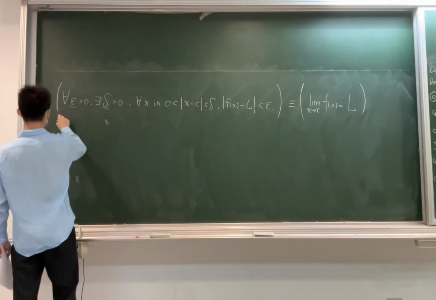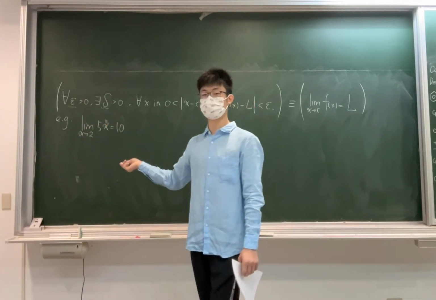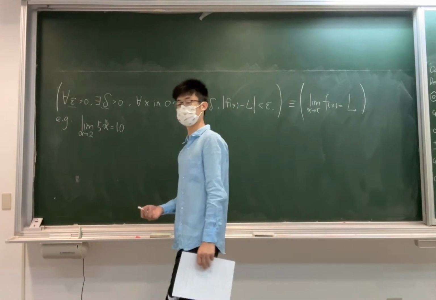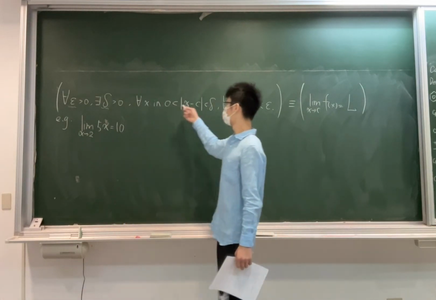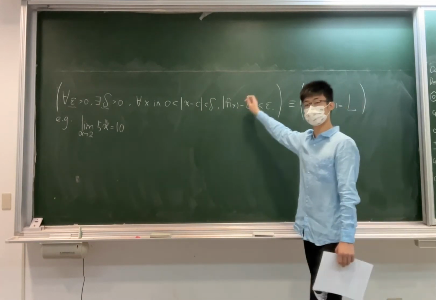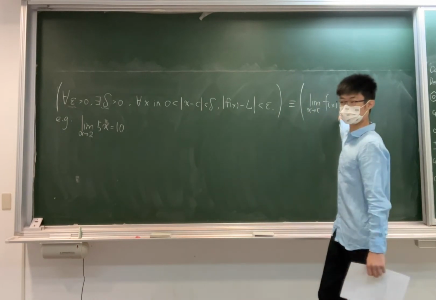So we can have one example here. We have to show that the limit as x goes to 2 of 5x is 10. We can apply the definition directly, since these two parts are equivalent. If we can show this part, then this part will be shown. Okay?